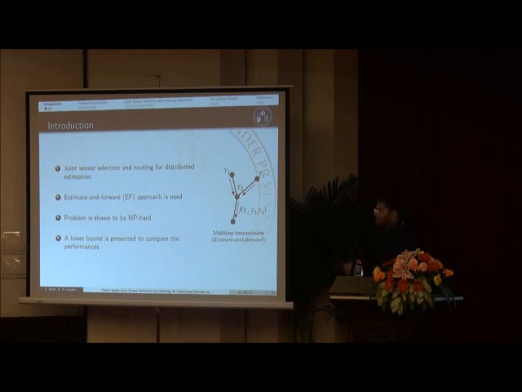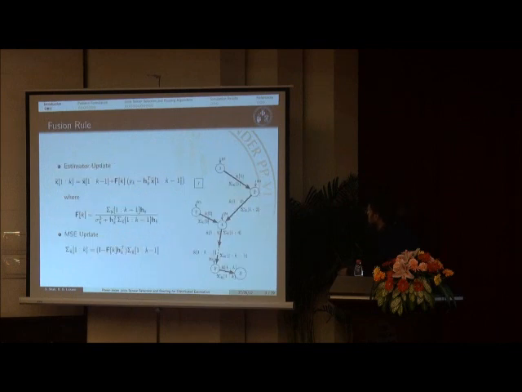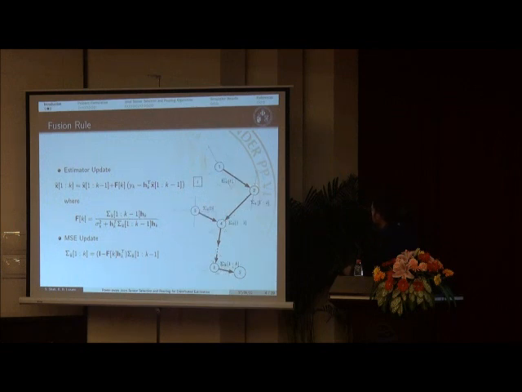Okay, let me start. Our problem is to select a subset of sensors and routing structure for distributed estimation for a vector parameter. We use the convex approach, and this problem is also the same problem, and it is going to be really hard. For example, in this vector case, the mean square error covariance matrix has the order of m by m, where m is the number of parameters that we are going to estimate.